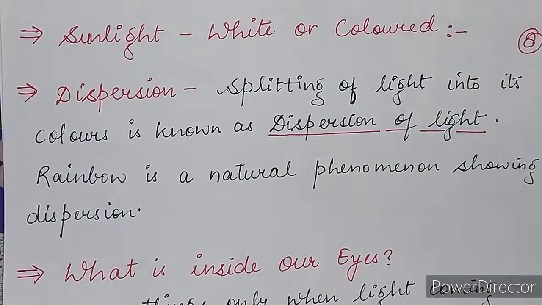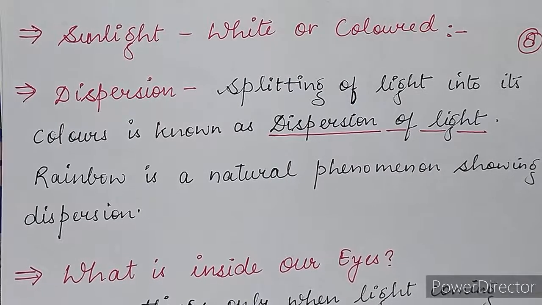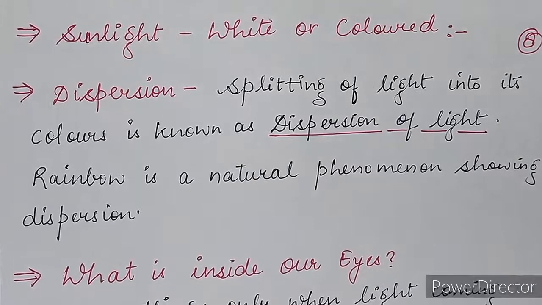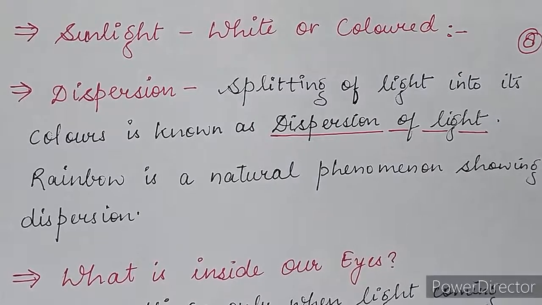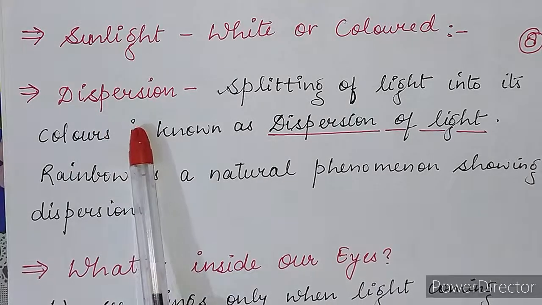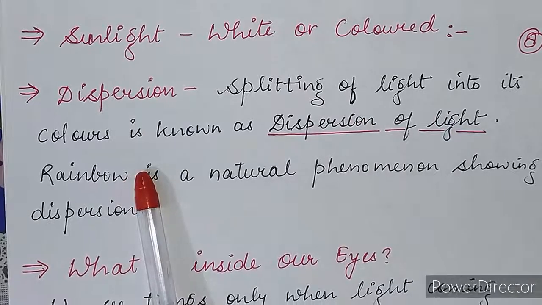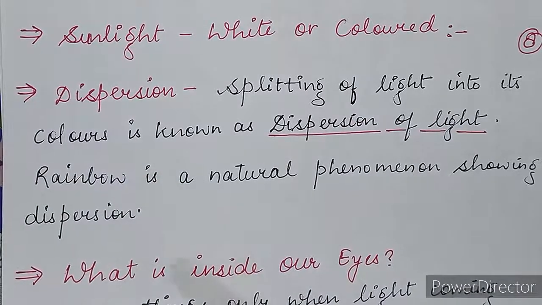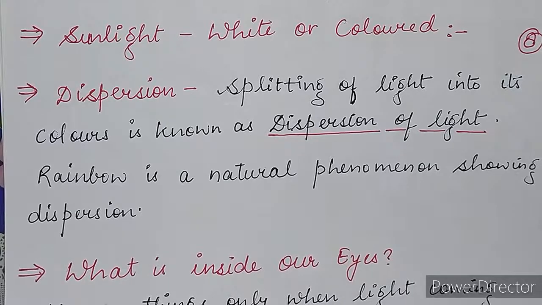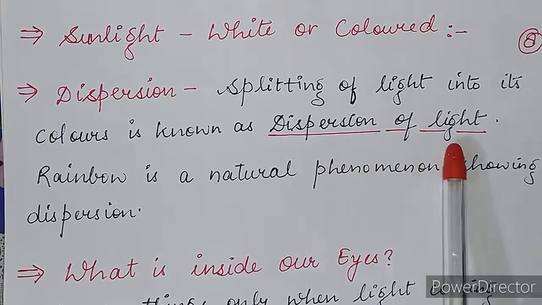Now in this activity, I hope you can easily understand what the color of sunlight is, either white or colored. In this, one phenomenon comes across to us, that is dispersion. What is dispersion? Splitting of light into its colors. It means any light splits into its various colors. This phenomenon is known as dispersion of light.